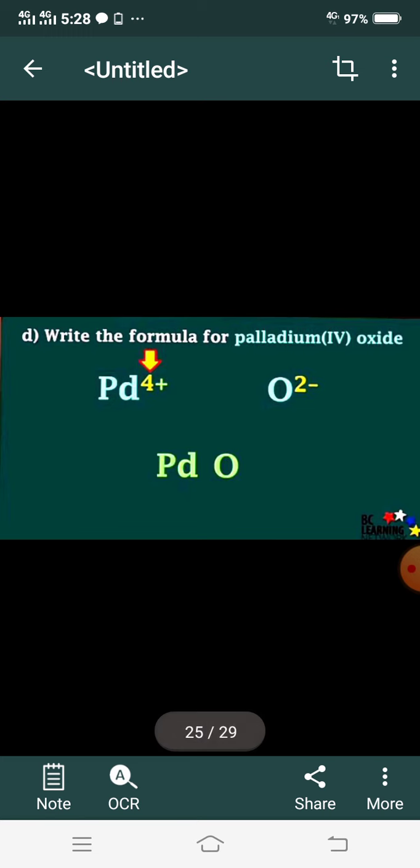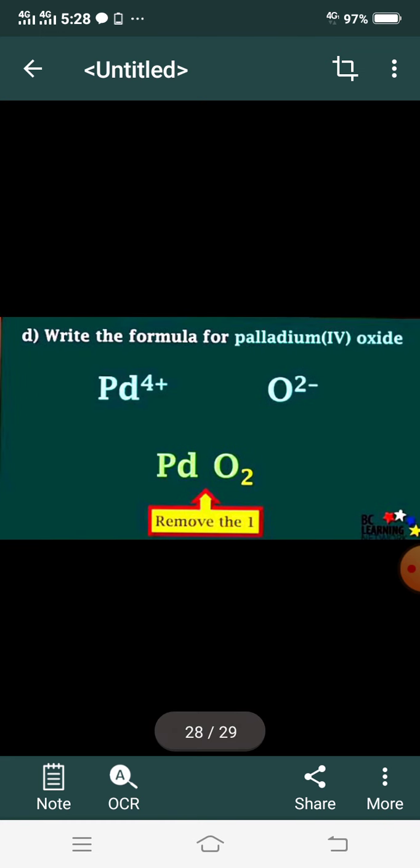Let us take the final example of palladium oxide. Do you know what is the charge on palladium? Palladium has 4 positive charges and oxide is basically oxygen, and oxygen has 2 negative charges. Once again we have to use the crossover formula and interchange the valency of palladium and oxygen among each other. So palladium's charge is given to oxygen and similarly oxygen's charge is handed over to palladium. So what is the output? We have Pd2O4.